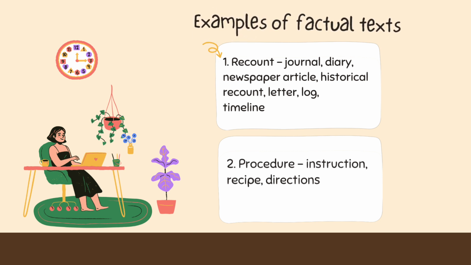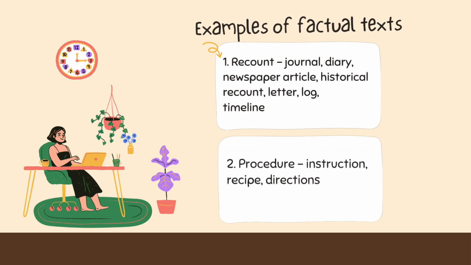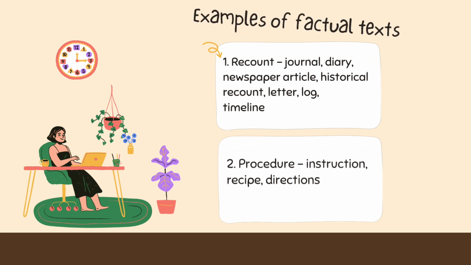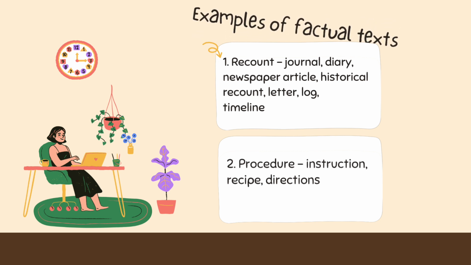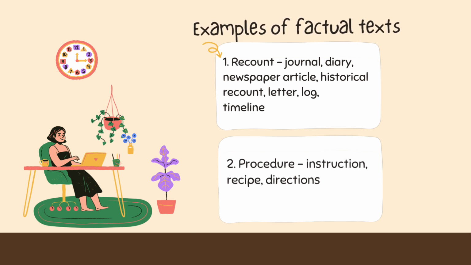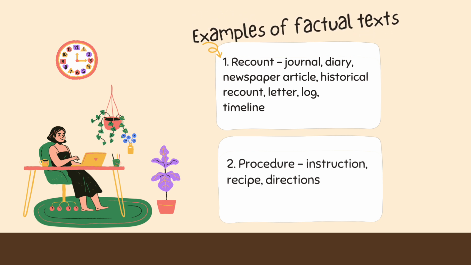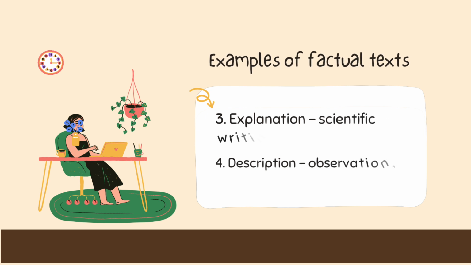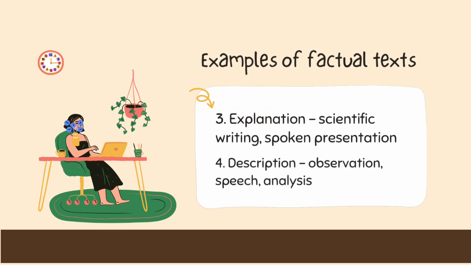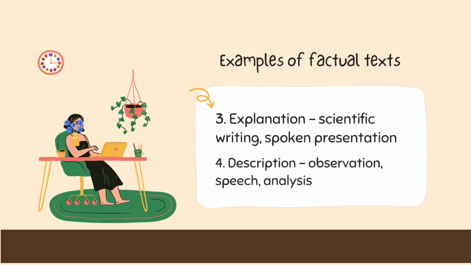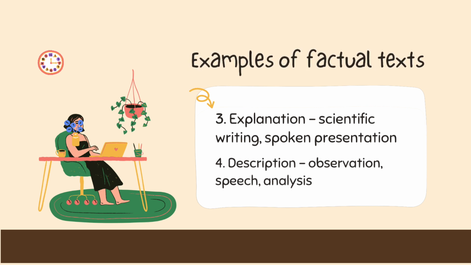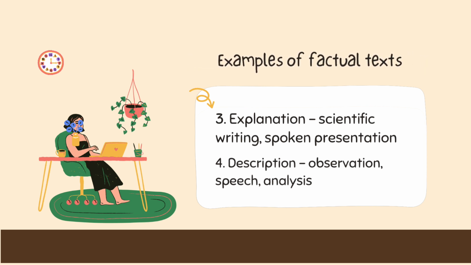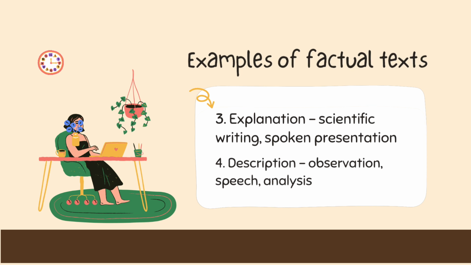The second example is the procedure. This includes instruction, recipe, and direction. The purpose of procedure is to instruct someone on how to do something. The third example is the explanation. This includes scientific writing and the spoken presentation. The purpose of explanation is to explain how or why something occurs.